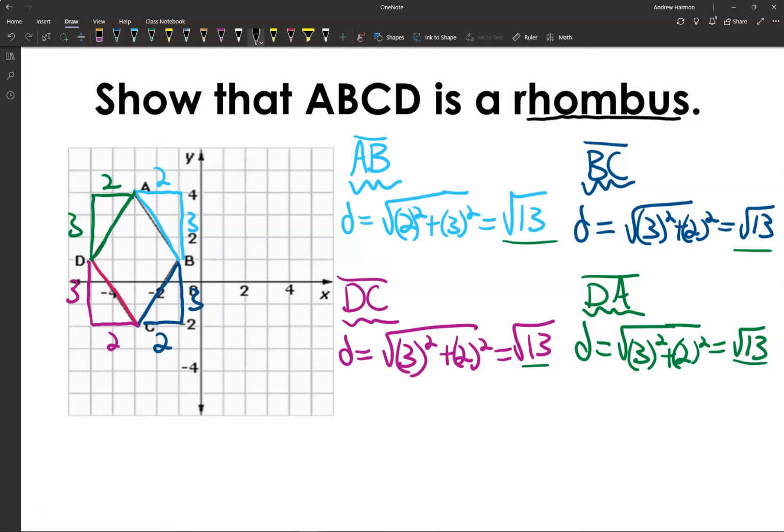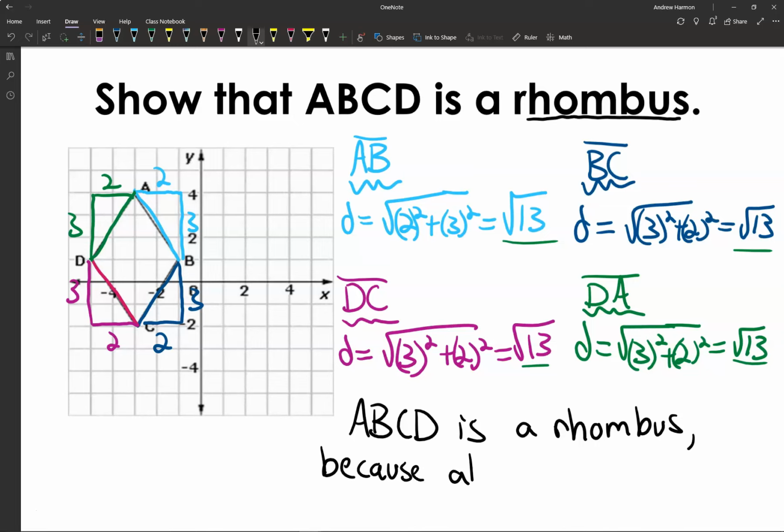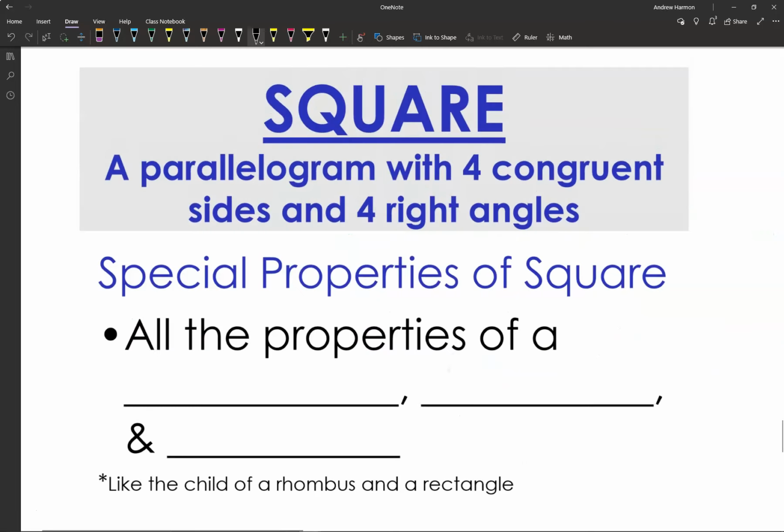So we can say that in fact ABCD must be a rhombus because all four sides are the same length. Alright, so that is a rhombus. We have one last shape to take a look at, a square.